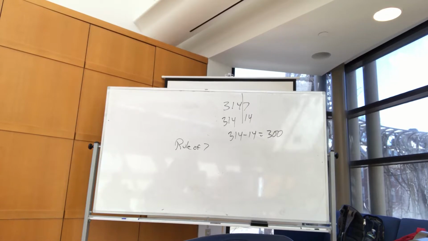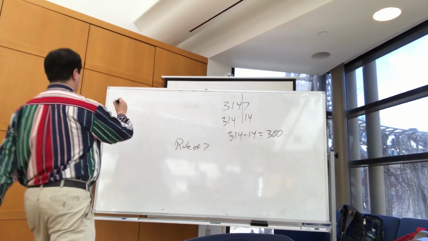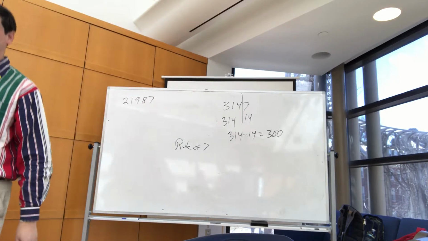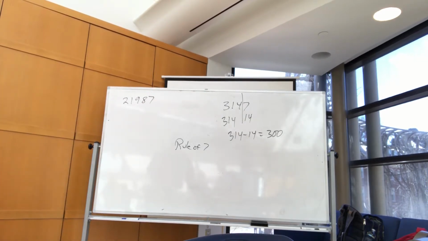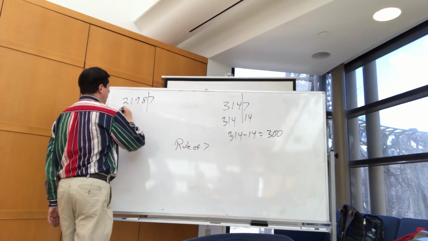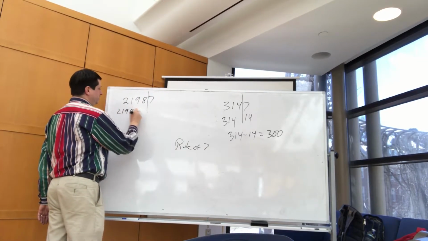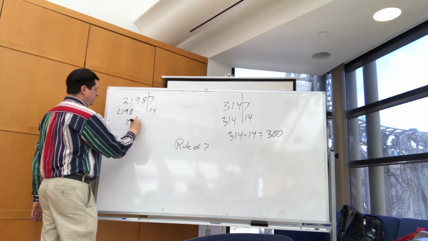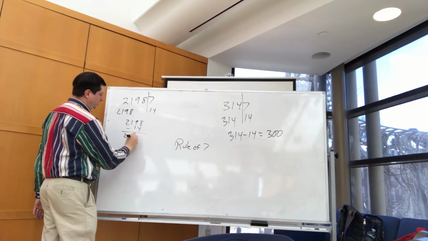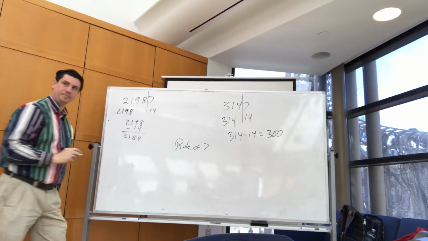Right, I'm just saying it, just to show you, 7 cubed is 343. Take off the 3, double it. Well, let's take 21,987, which just is 3,141 times 7. That's not a real multiple of 7. So we would now get 2198 and 14. So 2198 minus 14 is going to be 2184. And then you can do that.